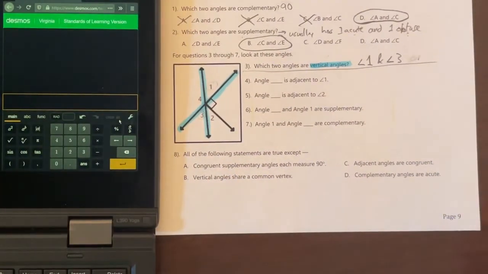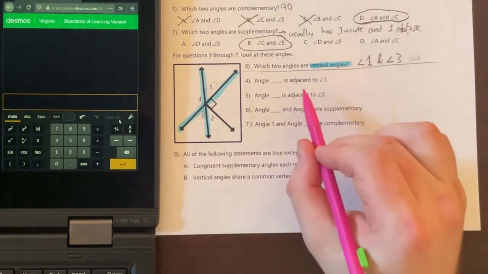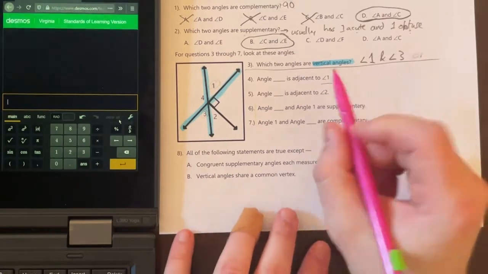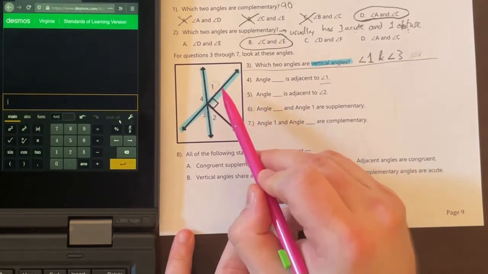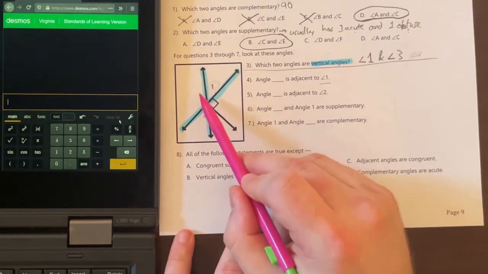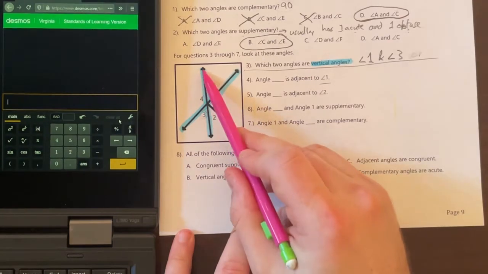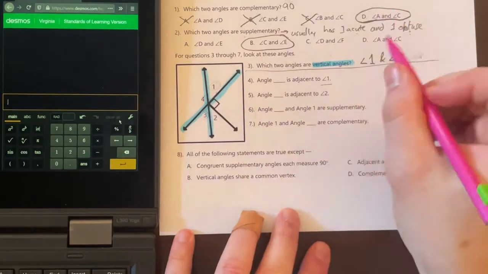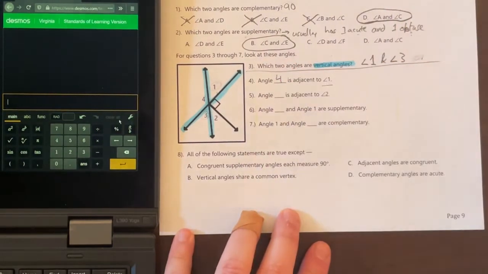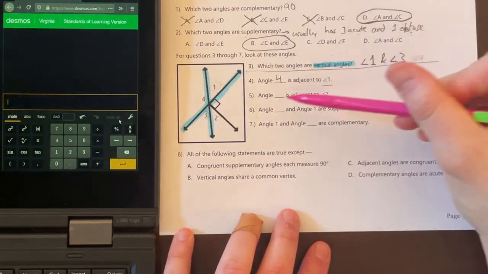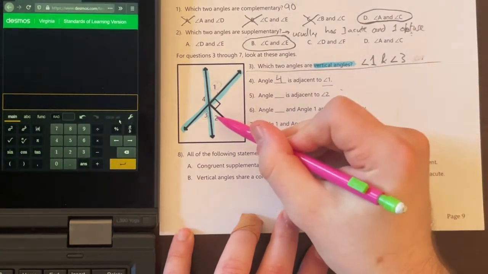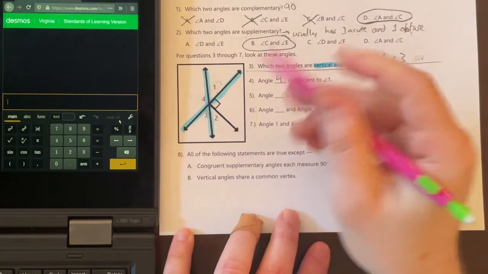All right. And then for number 4, it says angle blank is adjacent to angle 1. So again, it has to be next to angle 1. We have angle 1. And what's the only other angle that is labeled? We would say angle 4. Again, they share that common ray and vertex. So we'd say angle 4 is adjacent to angle 1. We're looking for the adjacent angle to number 2. So angle 2 is adjacent to angle 3.